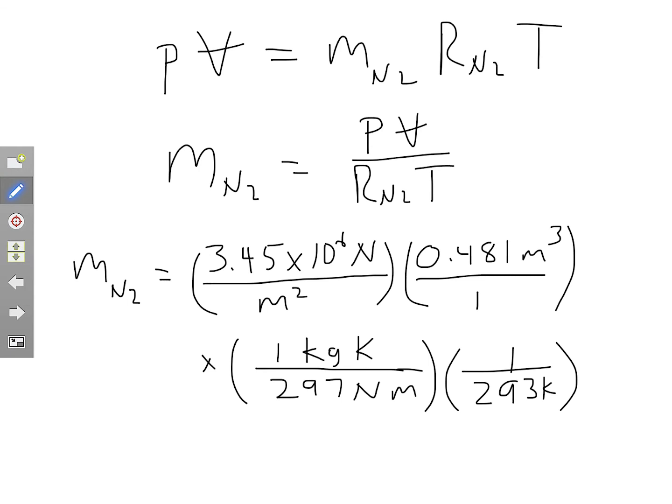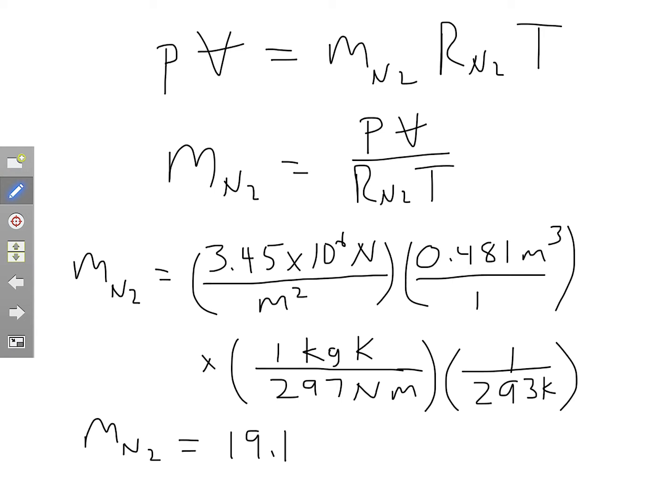If we multiply out, we can see that we have a large number here, 3.45 times 10 to the 6th. We're going to take about half of that, but then we're dividing also by 297 times 293, so this is actually a pretty large number too. And remember the two-step process: do your numbers, then do your units. So if we calculate this, we get 19.1 for the numbers.